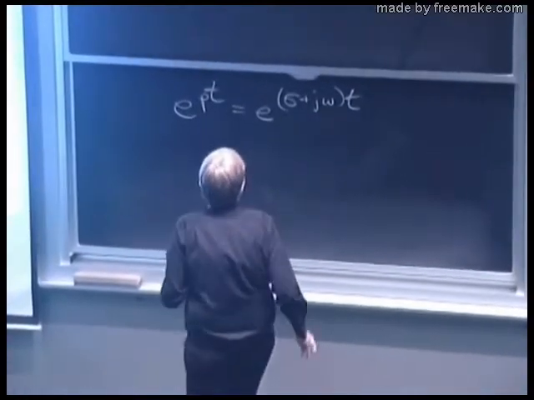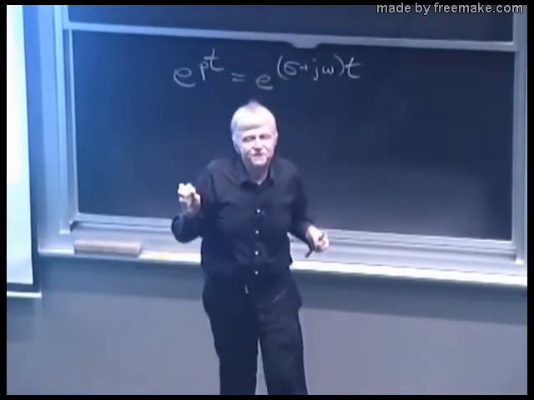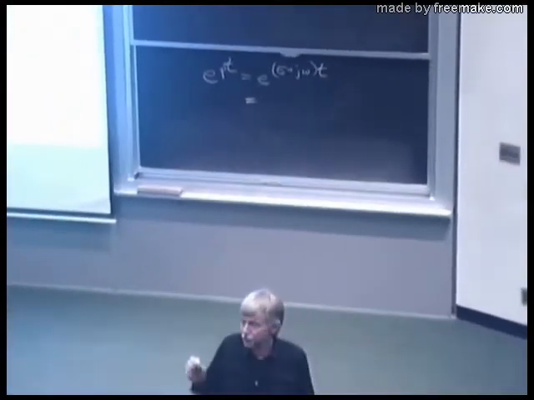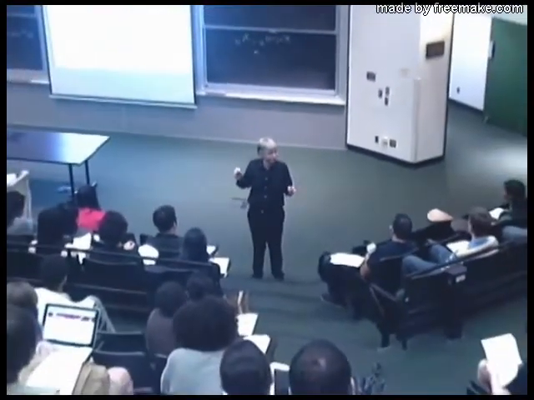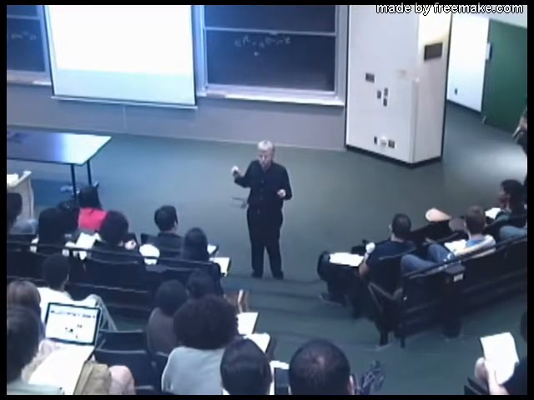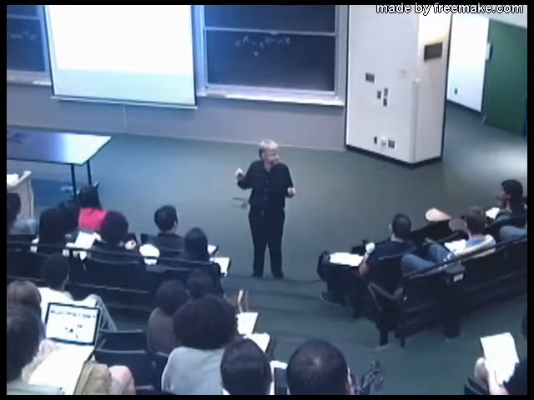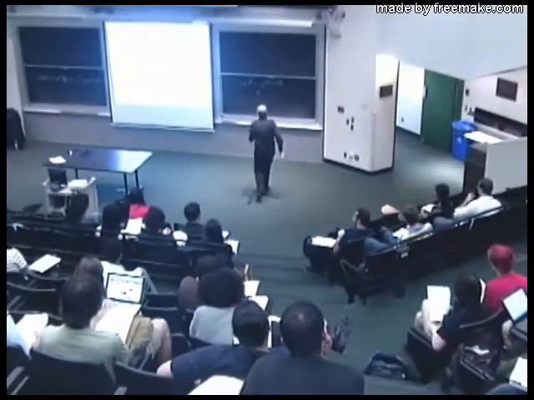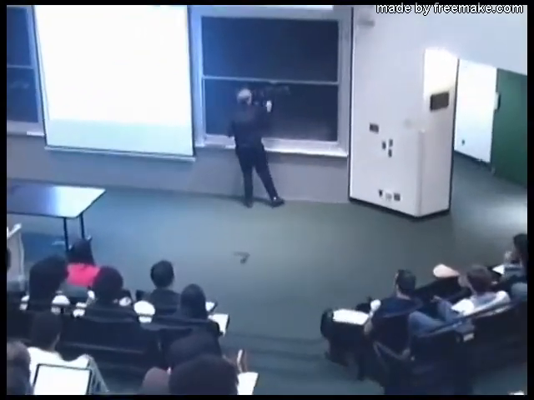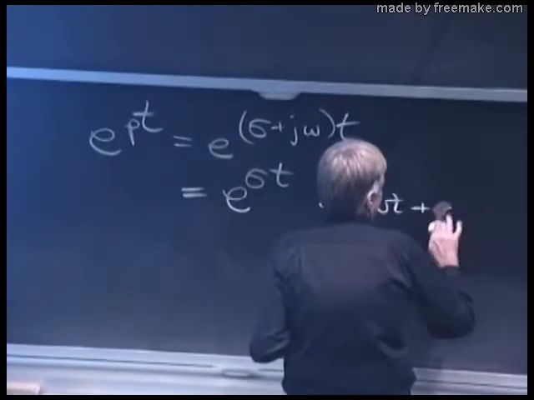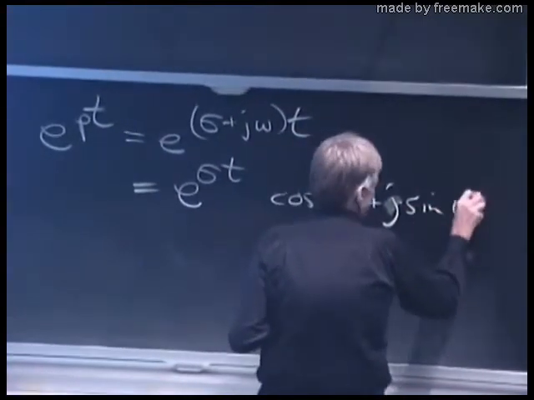Would somebody want to hazard a guess at what that might look like if I tried to expand it as a real and imaginary part? Someone want to hazard a guess at the name of the equation I might use? Euler's equation, sure. So I would expand this by Euler's equation, and I get something of the form e to the sigma t times cos omega t plus j sine omega t.